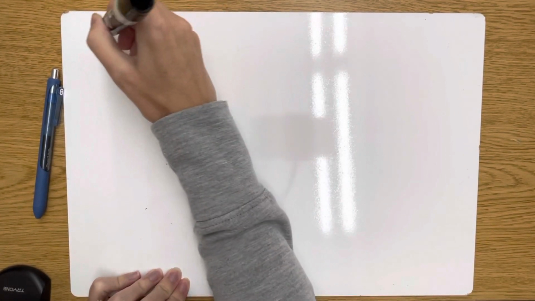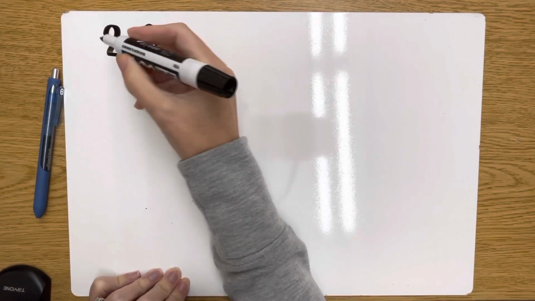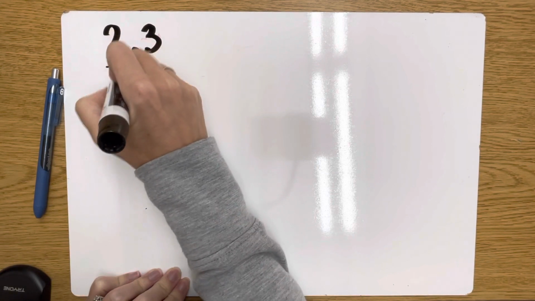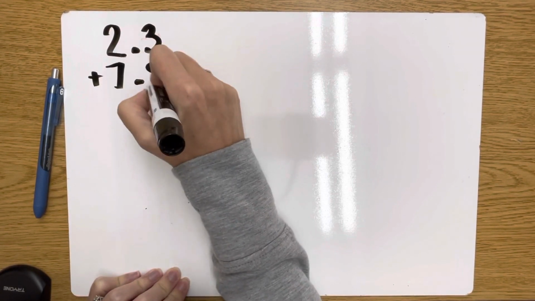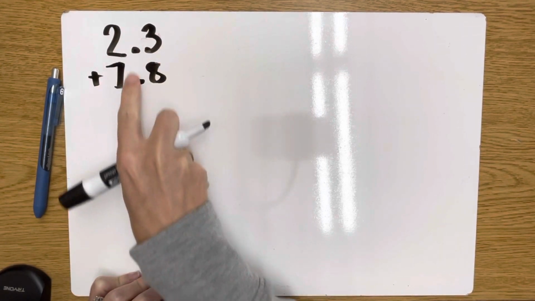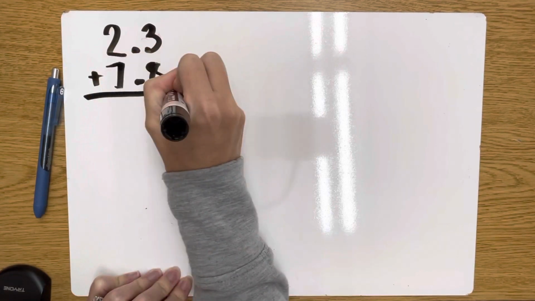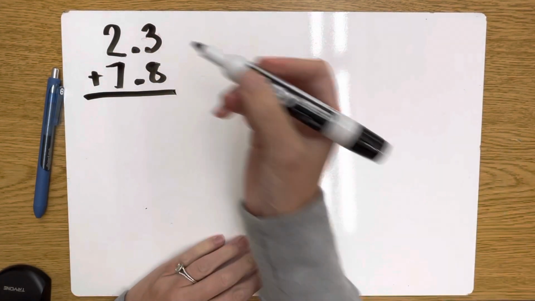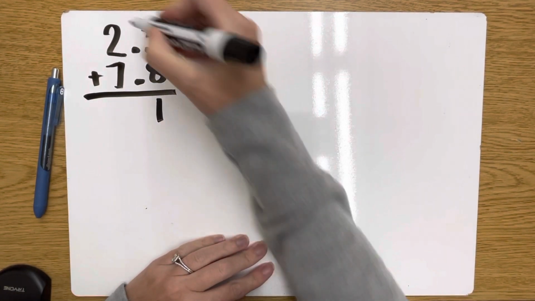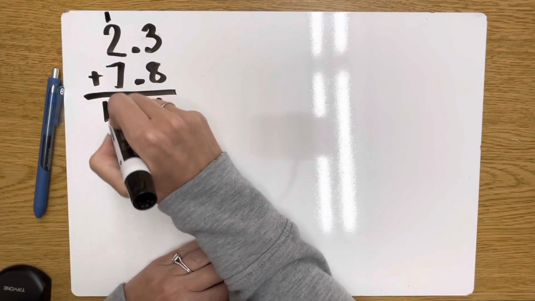To add decimals, you need to line up the actual decimal dots. So let's say we're gonna do 2 3/10 plus 7 8/10. Our decimals are in the same spot, straight up and down, okay? So if we're gonna add those, 8 plus 3 is 11. And then 7 plus 2 plus 1 more is 10.